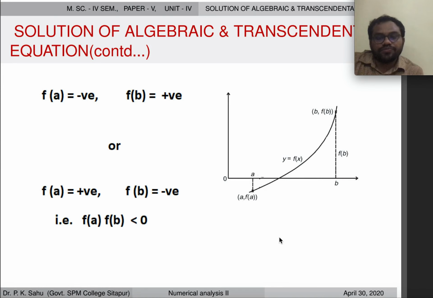f of x. Now here we have taken f of a negative and f of b positive, but there is one more possible case. f of a may be positive and f of b may be negative. So actually what we should have is f of a into f of b less than 0, which means we have opposite signs at the boundary. Then we can bound or find the interval in which the root lies.